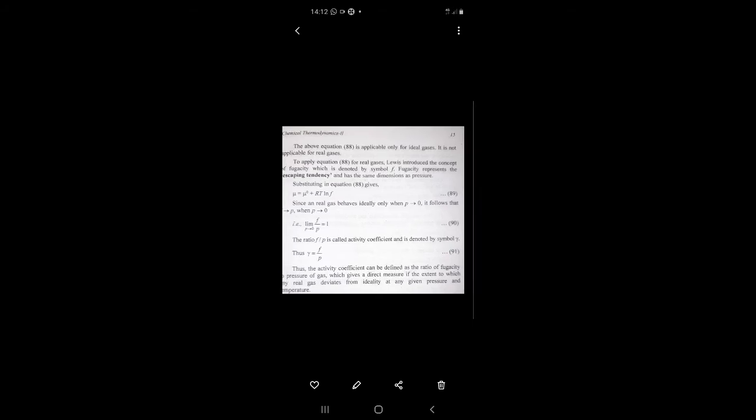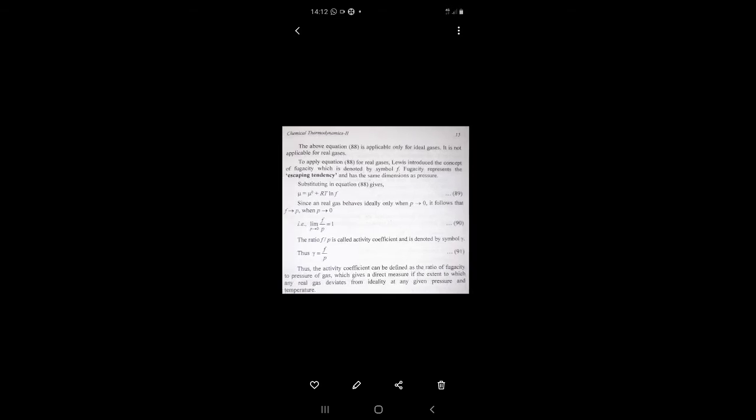Fugacity represents the escaping tendency. What do you mean by fugacity? In short, fugacity is called the escaping tendency. That means gas has a tendency to what? Escape. Gas has very little intermolecular force of attraction, and therefore gaseous molecules can move very fast, because there is a very low intermolecular force of attraction. That means the escaping tendency of gaseous molecules is very high.